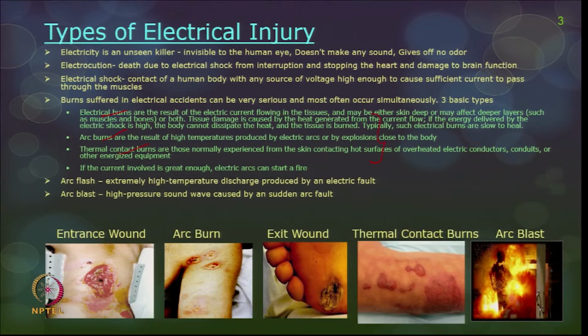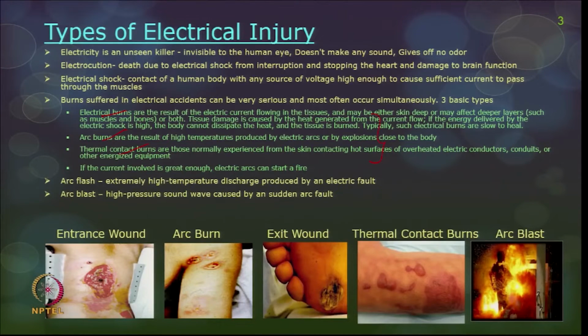Arc burns are a result of high temperature produced by electric arcs or by explosions close to the body. If a worker is standing very close to these places, he may have an arc burn. A thermal contact burn is when you touch a hot surface or an overheated conductor surface. You may get a blister, and sometimes it may also turn out as a burn. If the current involved is great enough, then electric arcs can also start a fire.